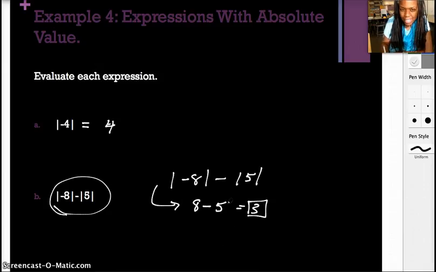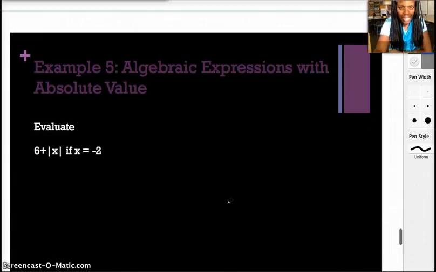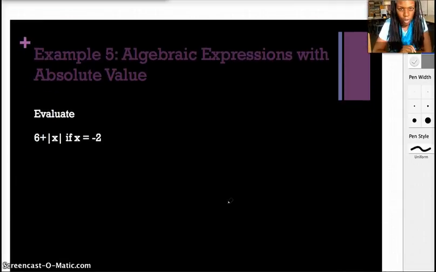Make sense? Guys, if this did not make sense, make sure and talk to me in class, and we'll see if we can work on some of this together, because I know absolute value can be tricky.